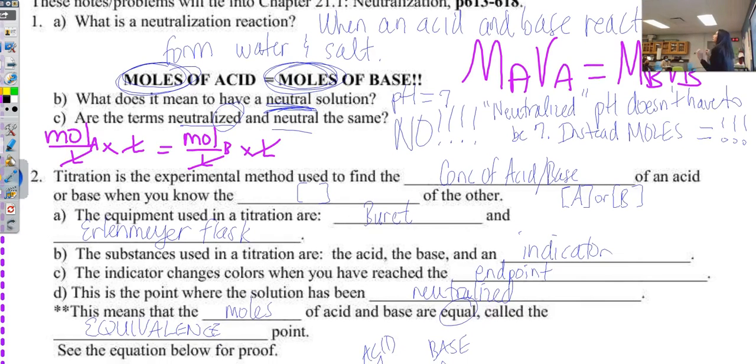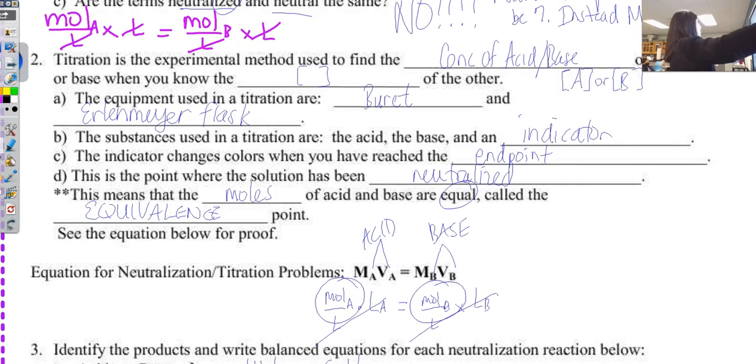Don't forget, neutralized does not mean neutral. If it's neutral, the pH is what, everybody? 7. If it's neutralized, your pH does not have to equal 7. Okay? It just means that the moles of acid are equal to the moles of base, and we're going to be talking about that in this second part of the unit.